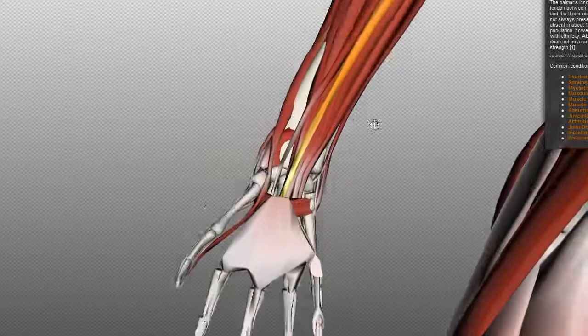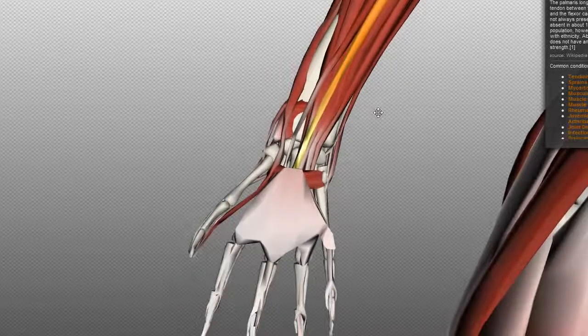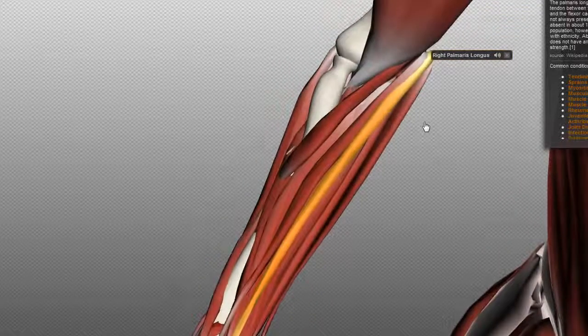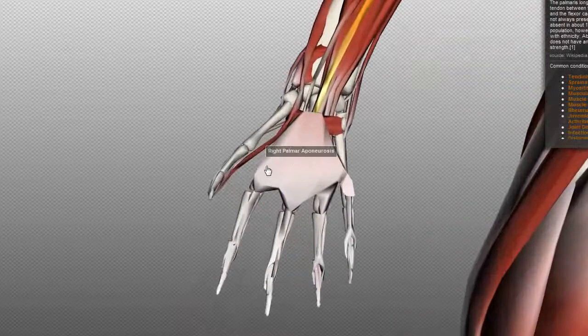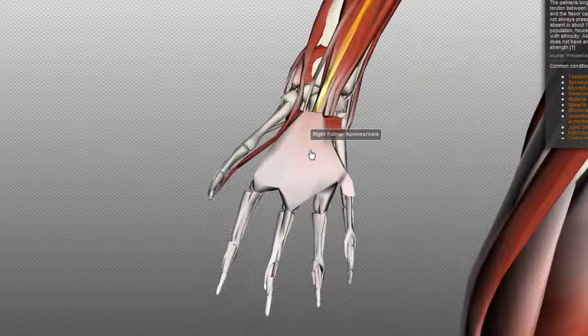So you can see this tendon in yourself. If you flex your wrist, it's quite superficial. You can see that tendon. So what this muscle, the palmaris longus, does is that it flexes the wrist joint. So this palmar aponeurosis actually attaches to the overlying skin of the palm and the fingers. So when you contract the palmaris longus, it flexes the wrist.